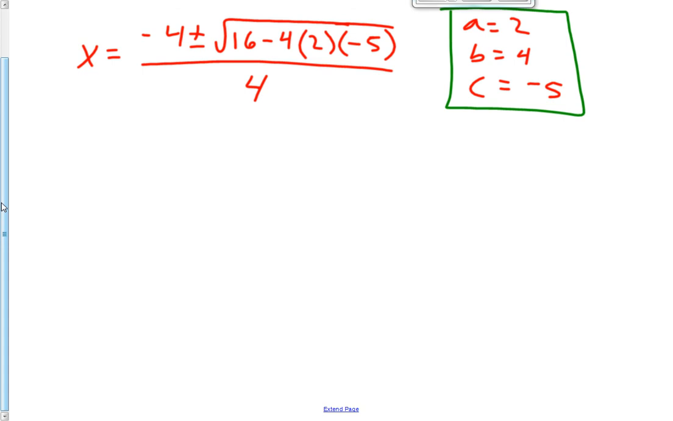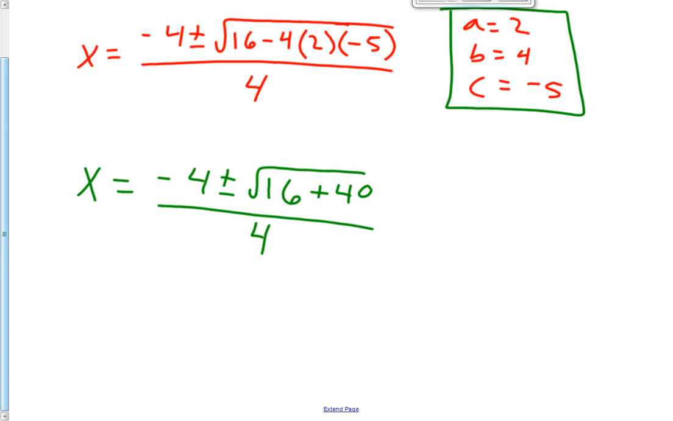Let's simplify our radical. So x equals a negative 4 plus or minus the square root of 16, and we have a negative 4 times 2 times a negative 5, which gives 40. So 16 and now a positive 40. All of that divided by 4. 16 plus 40 is 56.